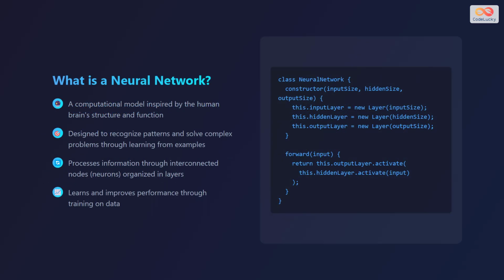So, what exactly is a neural network? It's essentially a computational model that draws inspiration from the structure and function of the human brain. Neural networks are designed to identify patterns and tackle intricate problems by learning from examples. The information is processed through interconnected nodes, also known as neurons, which are arranged in layers. Through training on data, the neural network refines and enhances its performance.